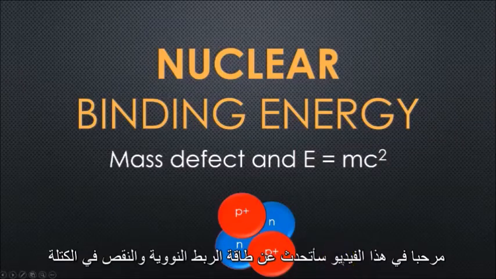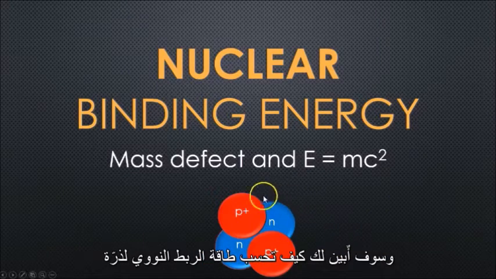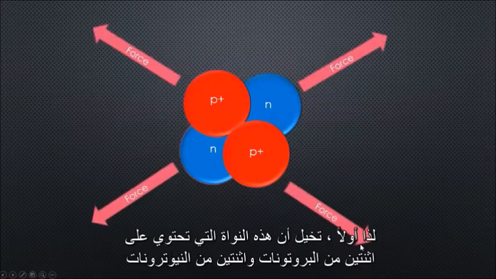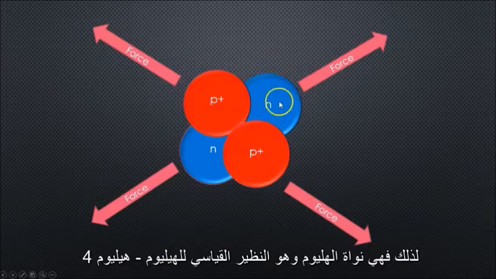Hello, in this video I'm going to talk about nuclear binding energy and mass defect and show you how you calculate the nuclear binding energy for an atom. So firstly, a thought experiment. Imagine this nucleus. This is a nucleus with 2 protons and 2 neutrons. So it is helium, and it's the standard isotope of helium, helium-4.